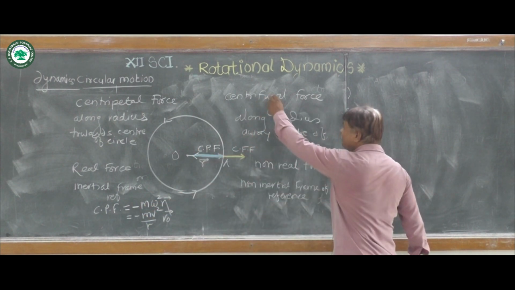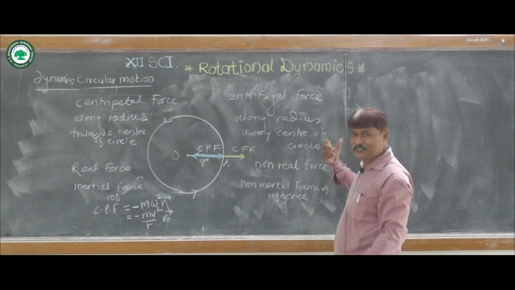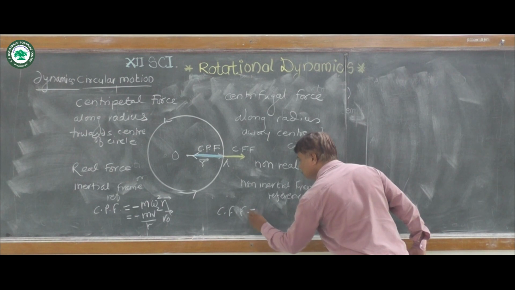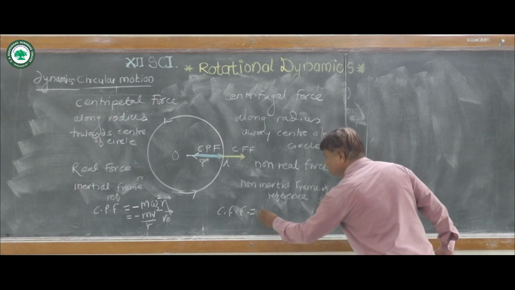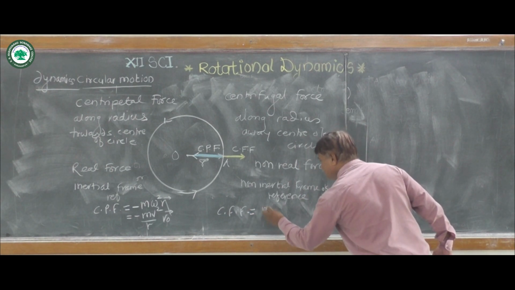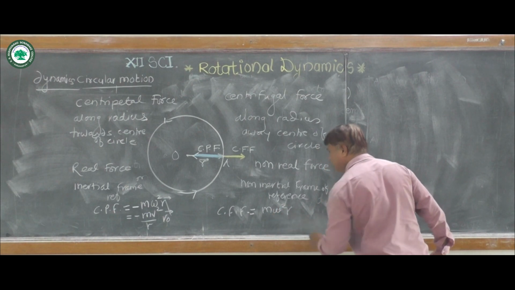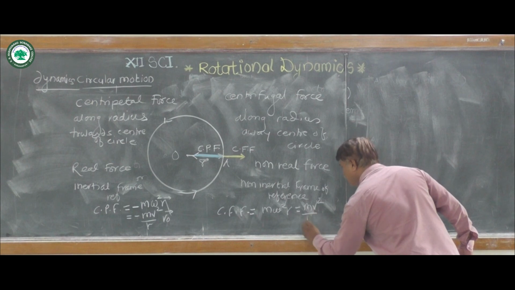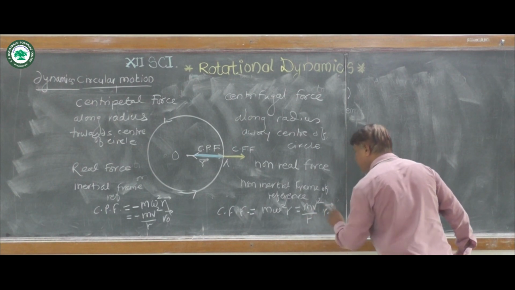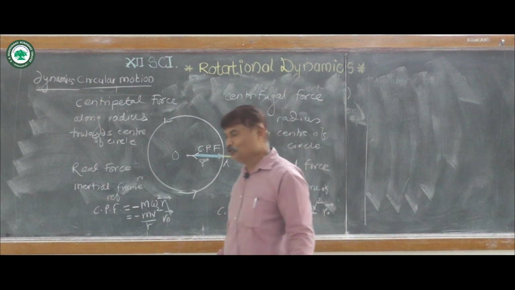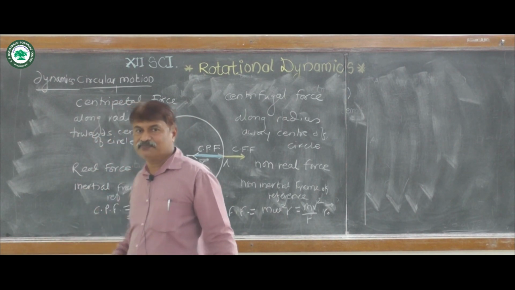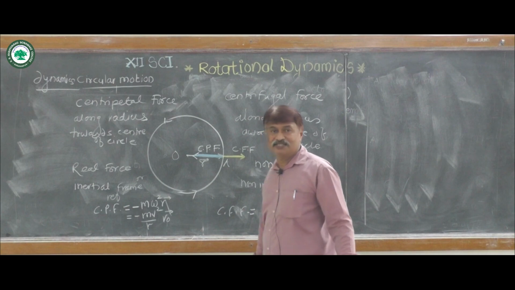Now the centrifugal force is away from the center, therefore centrifugal force is equal to mass into acceleration, m omega square r bar, that is equal to m v square upon r into r0 bar. r0 bar is the unit vector along the radius vector. So in this way we study the dynamics of circular motion.